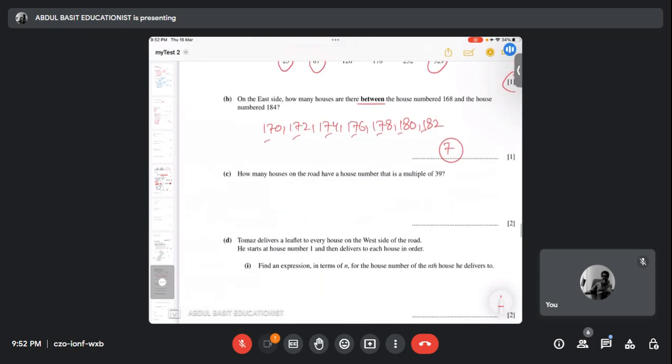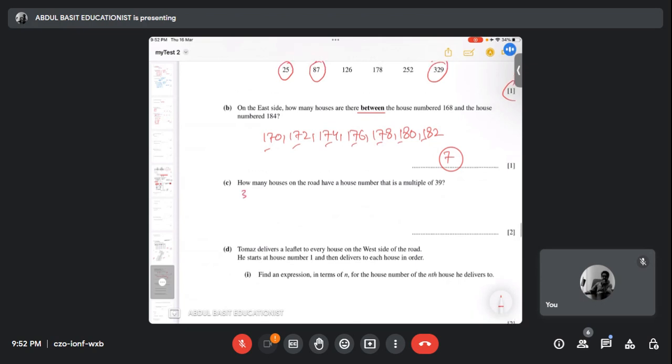Yes. Okay, how many houses on the road have a house number that is a multiple of 39? So we need to work out the multiples of 39. Read the table of 39. 39 ones are 39. 39 twos are, please make it quick. Hurry up. 78. Okay, thanks. 39 threes are 117. This is an odd number, all of these will come. 39 into 4, 156. Thank you. And 39 into 5, 195. Okay, 195 will also come.